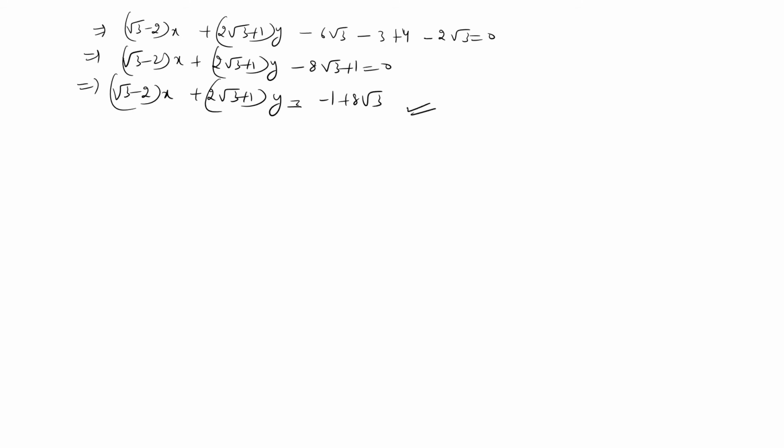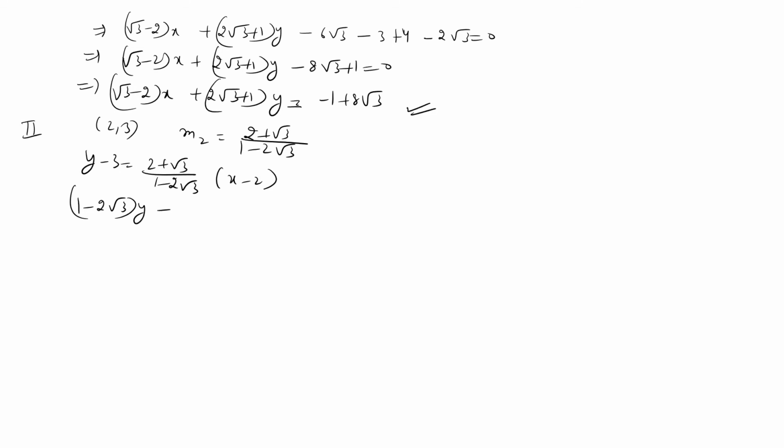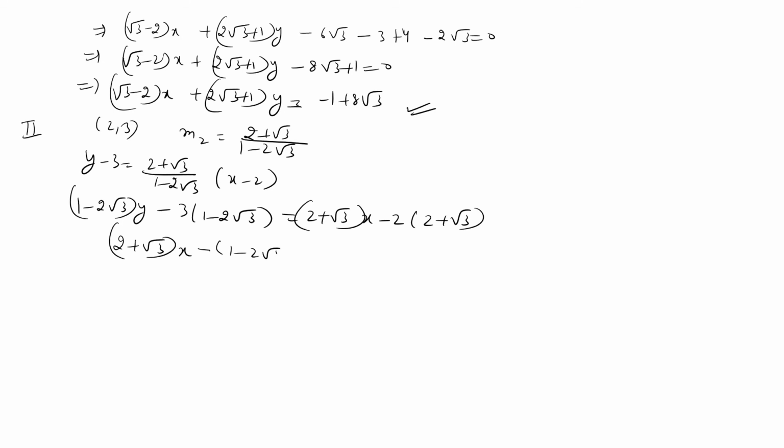Okay. And now the second case, in which the point was (2, 3), through which the line was passing, and m2 is your (2 plus root 3) upon (1 minus 2 root 3). So in this form, y minus y1 equal to m2 times (x minus x1). So this is (1 minus 2 root 3) times (y minus 3) times (1 minus 2 root 3) is equal to (2 plus root 3) times (x minus 2) into (2 plus root 3). So again, to make this x positive, let's take everything to the other side, right? So this y will come to that side, so minus (1 minus 2 root 3) y, okay, and minus 2 to the power 4, okay.